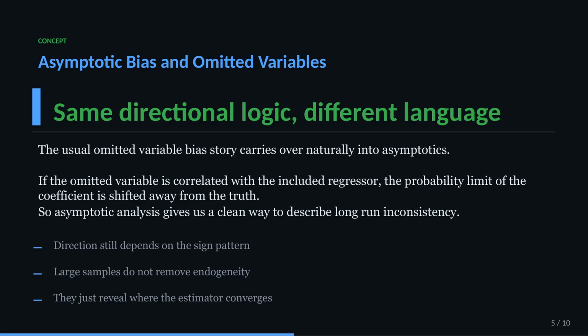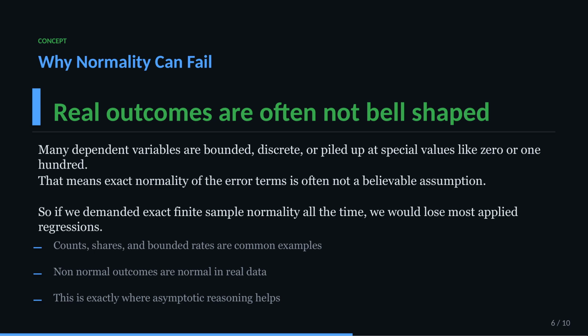Now think about normality. Many real outcomes are not even close to normally distributed. Counts cannot go below 0. Participation rates are bounded. Arrest counts pile up at 0. So if we insisted on exact finite sample normality before doing inference, applied econometrics would become almost unusable. That is the problem asymptotics solves.